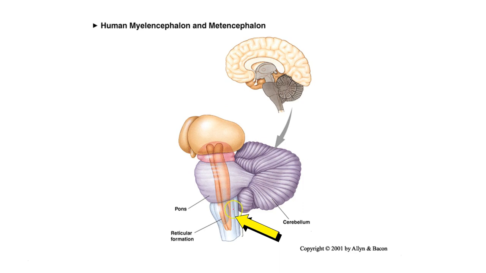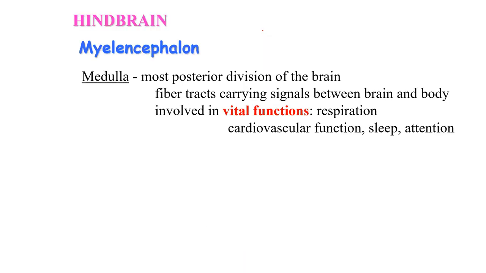So here's the medulla, the very last structure of the brain, shown here in blue. It sits in the caudal end of the brain and the brainstem. It is the myelencephalon in the five-division stage and happens to be the last structure of the hindbrain. So the medulla is the most posterior caudal division of the brain.